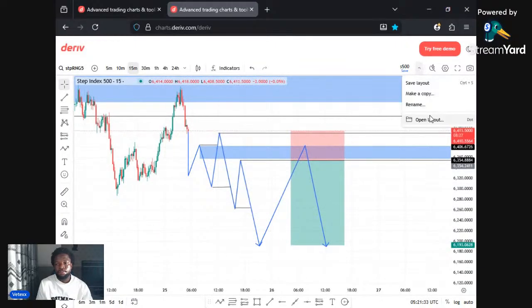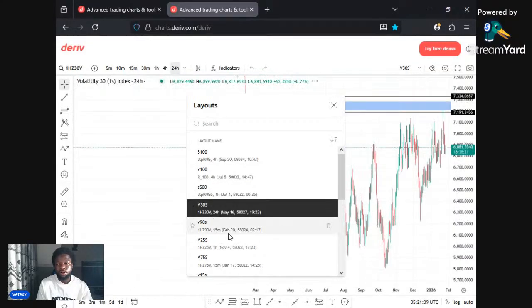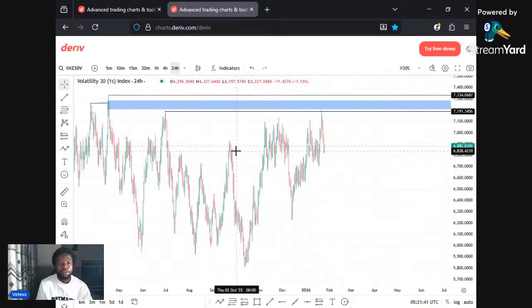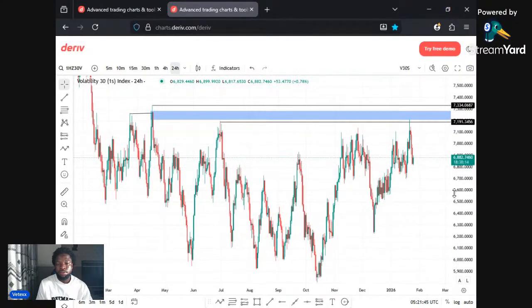Now let's move to the next pair on our list, which is V31S. Let's check what is happening there. Starting from the 24-hour time frame, we've already marked this out on the 24-hour time frame, which is our row number one, sweep of liquidity.